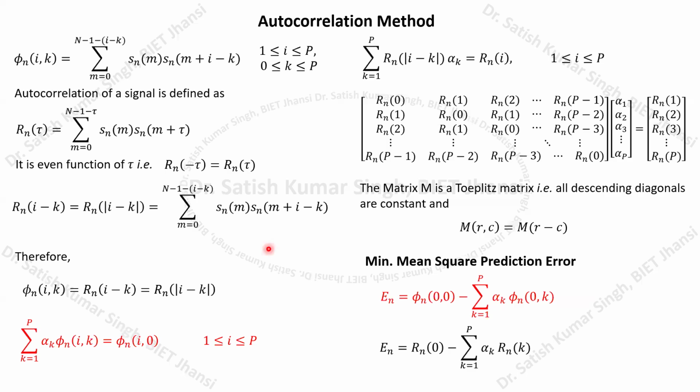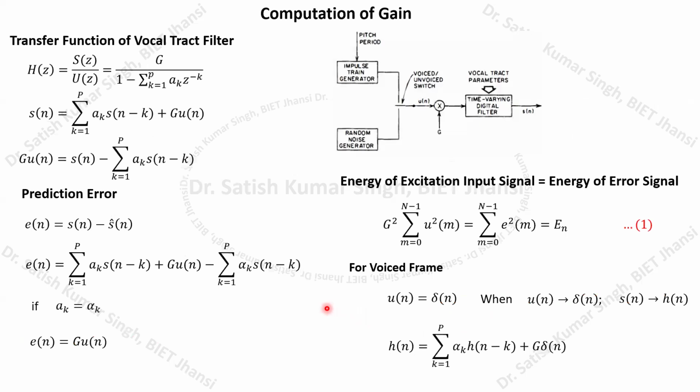Welcome to the course module of speech signal processing. In my previous lecture, we had already discussed the autocorrelation method, in which we calculated this autocorrelation matrix to get the values of the predictor coefficients alpha_k. We had also calculated the minimum mean square prediction error E_n as a function of this particular autocorrelation function R_n.